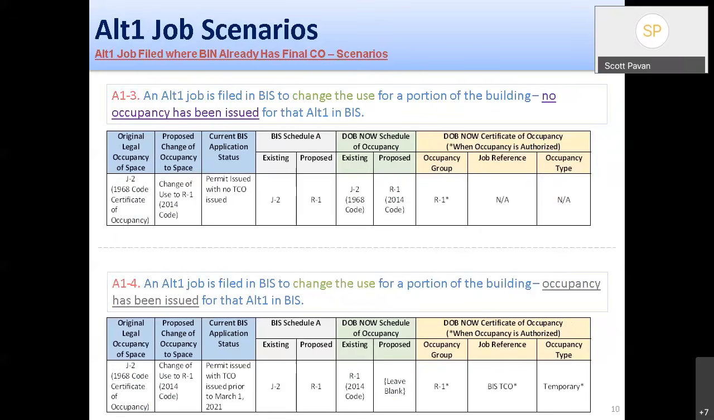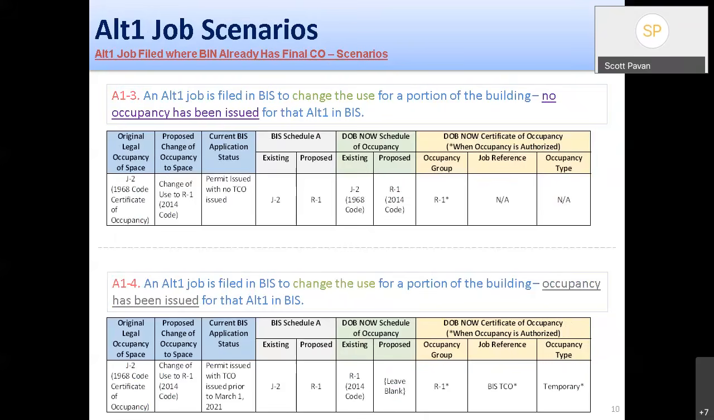An Alt1 job is filed to change the use for a portion of the building, and you did get your TCO. Same scenario. Existing J2, let's go blue columns. Existing J2, 68 code. I'm going to R1, 214. I got a permit for the entire job, but I also got my TCO.